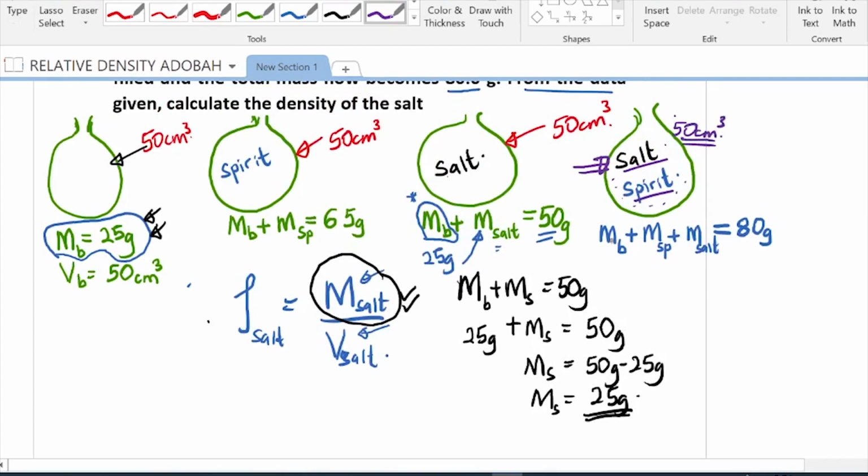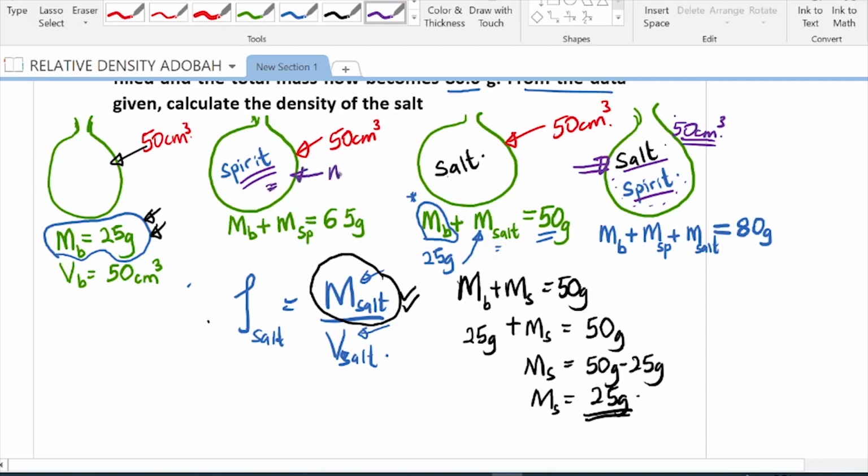But from this, we know that here at first, the spirit was here, and it occupied this entire bottle on its own. Okay? And so now we need to ask ourselves, what was the mass of the spirit here?